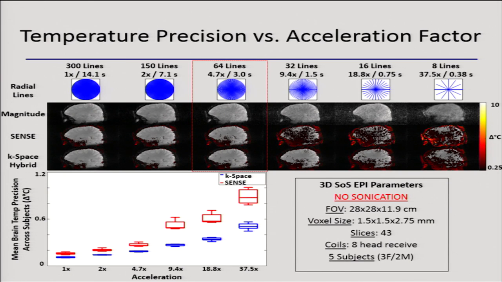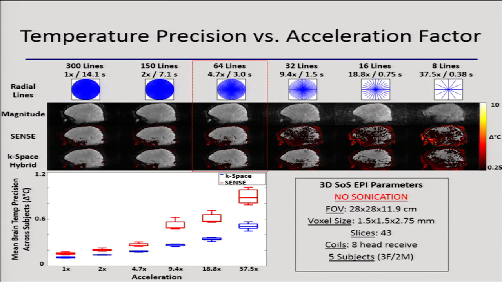So moving on to results, we first computed the temperature precision at a number of different acceleration factors. So we're basically looking at different frame rates. Looking at the current clinical standard of about 3 seconds per volume, this is 64 radial spokes. We see that the temperature precision of our k-space hybrid technique, our constrained temperature reconstruction technique, is very similar to that of the standard temperature reconstruction. And importantly, as we increase our acceleration factor and go to higher frame rates, up to about 380 milliseconds per volume, we get a much better temperature precision using our constrained reconstruction technique compared to the standard temperature reconstruction technique.